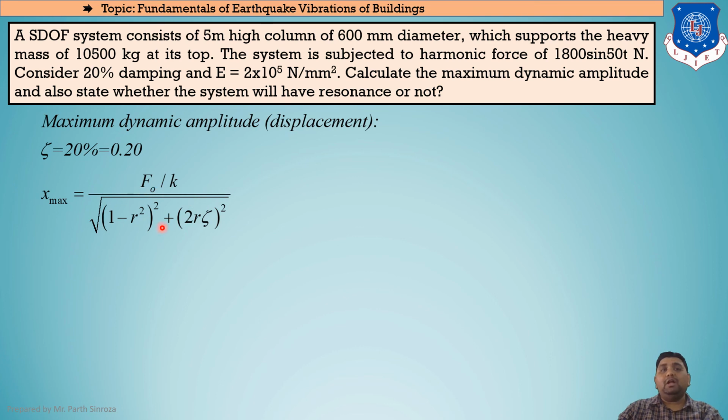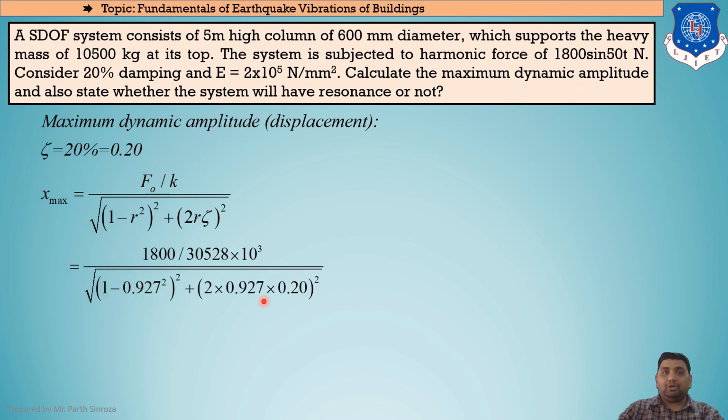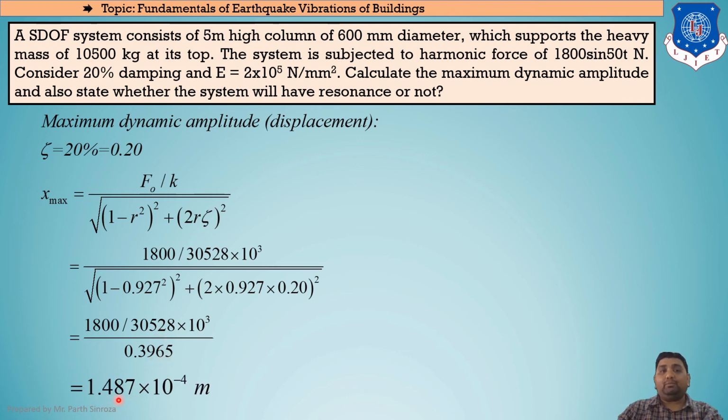So now we will be moving on to this force, that is F0. F0 is again given in the question to be 1800. So substituting everything, F0 will be 1800. K we have identified, that was 30528 into 10 raised to 3. Then the value of r was 0.927. The value of zeta was 0.2. So solving it, we are getting 1800 divided by 30528 into 10 raised to 3. The denominator part comes out to be 0.3965. So ultimately solving everything, we are getting 1.487 into 10 raised to minus 4 meter. This is the value of our X max.